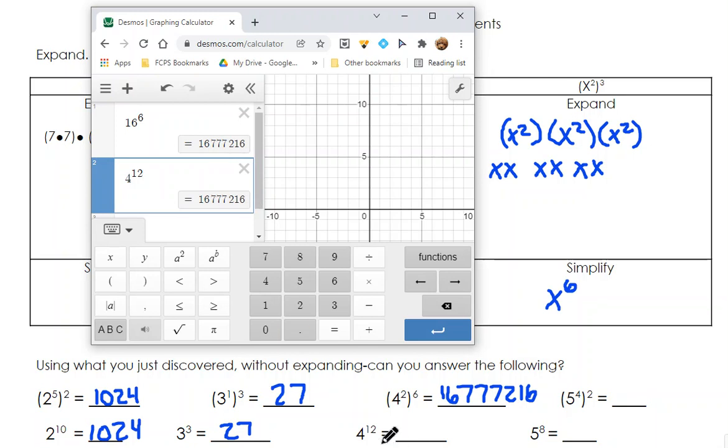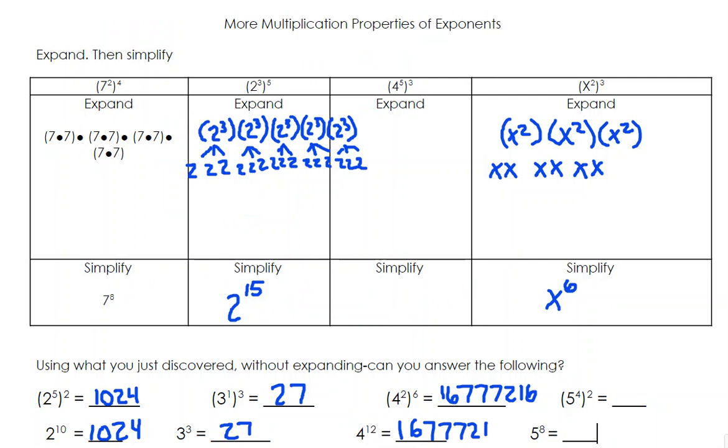16,777,216. Okay, so what's 4 to the 12th power? Well, it's that same number. Okay, so what is happening here? Can we come up with a rule so we don't have to expand it each time? Because some of these can get pretty long, like this up here, right?